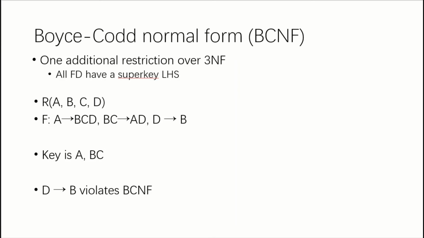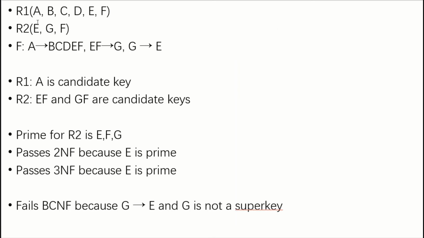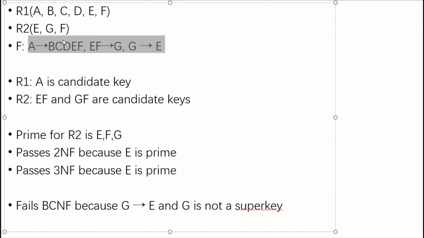Okay, so now let's look at one example. We have relations, or schema, 1 and 2. The first one is A, B, C, D, E, F, and the second is E, G, F. And you have the following three functional dependencies. From this, we find that for R1, A is a candidate key. For this, the right hand side is missing A. We find the closure of A, and we find that A implies A, B, C, D, E, F, and so A is a candidate key for R1.